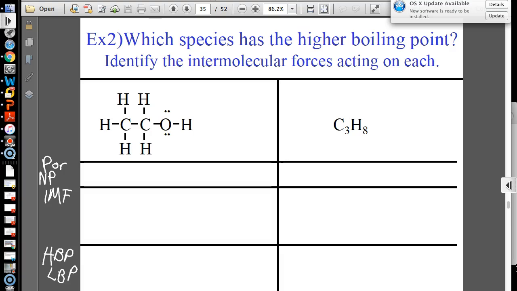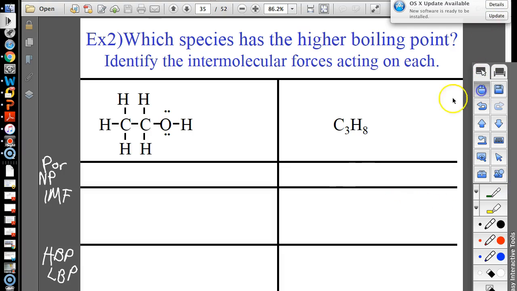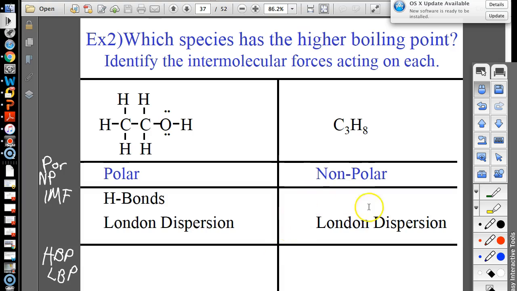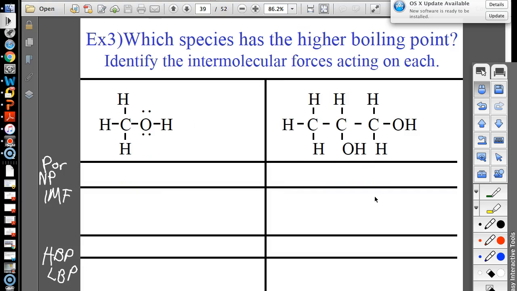So, Courtney, I did the first one. This one's polar. What'd you get for that? Okay, cool. And what types of intermolecular forces are present in the ethanol? Yeah. And then here we just have dispersion forces. Based off of your answer there, which one has a higher boiling point, do you think? Yeah, because it can hydrogen bond. Yes, sir. Got it? Okay. All right, so go ahead and give this one: polar, nonpolar, types of intermolecular forces. I don't know what they had for this extra one, but if you do those three, I'd be happy, okay?